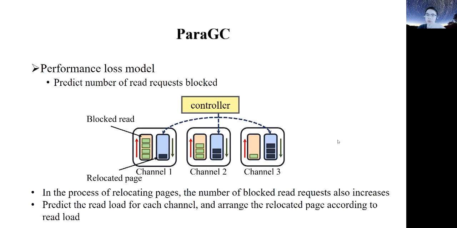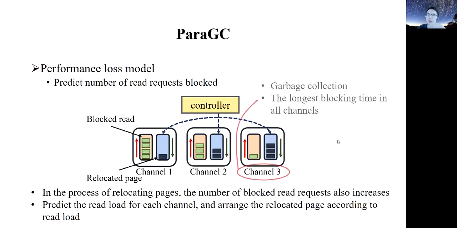Based on the read load of each channel and the number of relocated pages distributed, we can predict the total number of blocked read requests. So our goal is to find an optimal distribution scheme that minimizes the number of blocked read requests. And in order to avoid data loss, the relocation time of the garbage collection is the maximum relocation time of all channels. This is because until all data relocation is complete, only the victim block holds the non-volatile data, which can result in data loss if the victim block is erased too early.